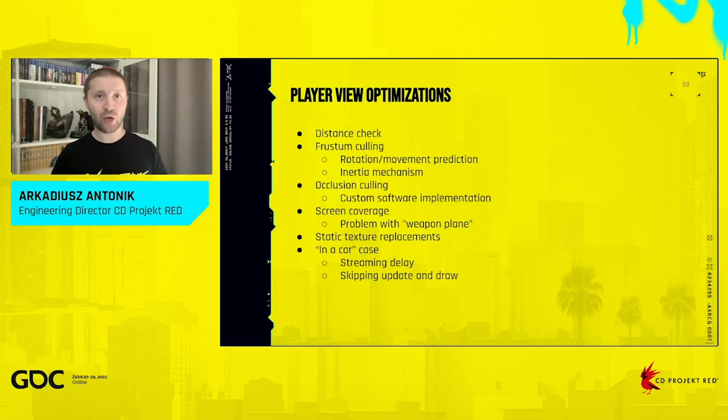For dynamic UI objects like UI in the car, computers, elevator panels, from far distance we switched them totally to static textures. The last optimization was done for in-car mode. When the player was driving very fast, then we delay or even skip some calculations for UI instances that passed by.